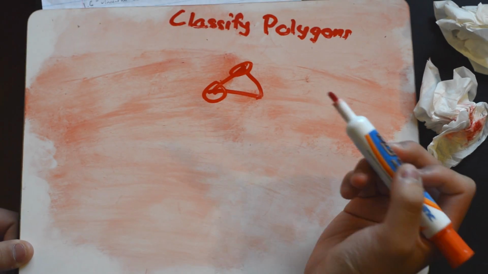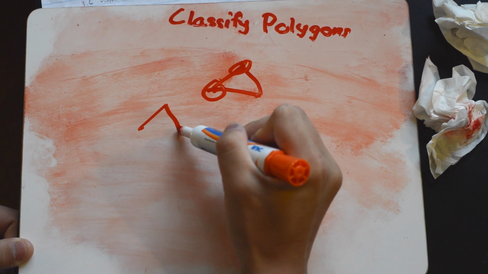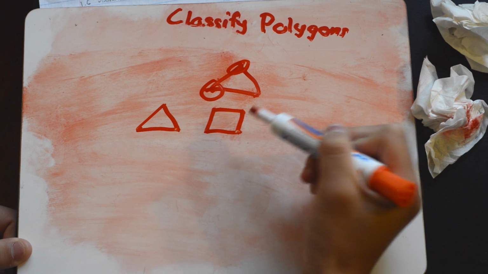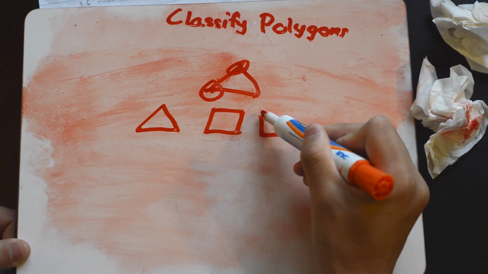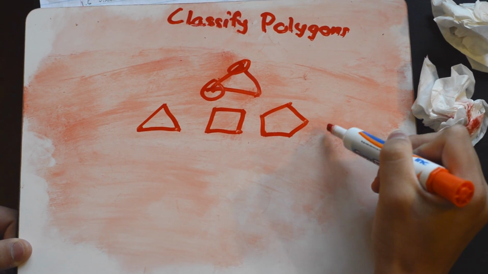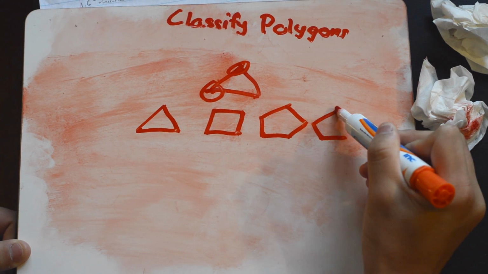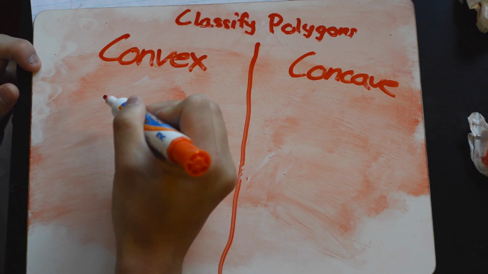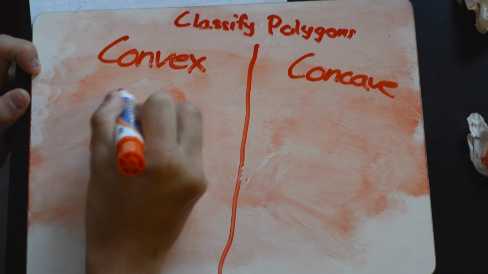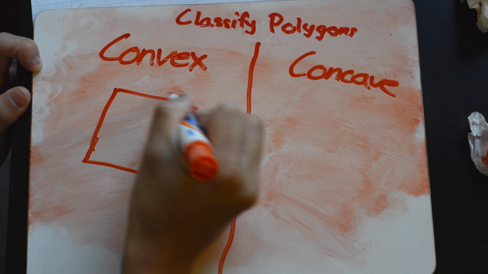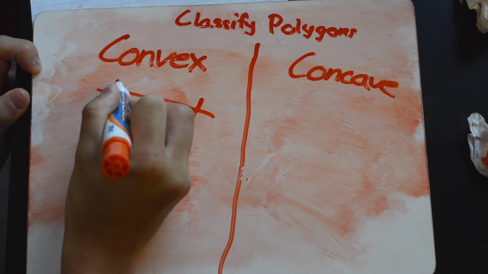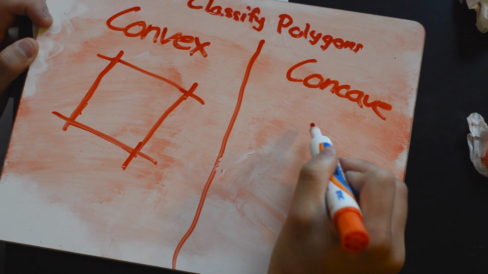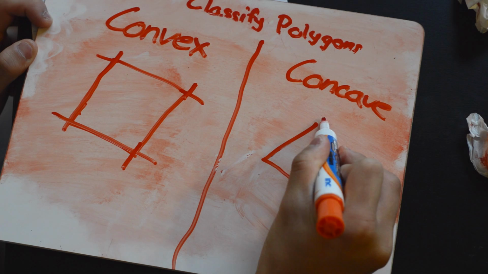Polygons are classified by how many sides they have. A three-sided figure is a triangle. There are many names for a four-sided figure. A five-sided figure is a pentagon. A six-sided figure is a hexagon. And so on and so forth. The sides of a convex polygon will not cut the polygon when extended. On the other hand, the sides of a concave polygon will do so.